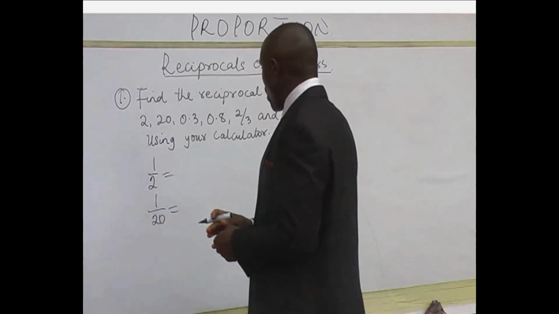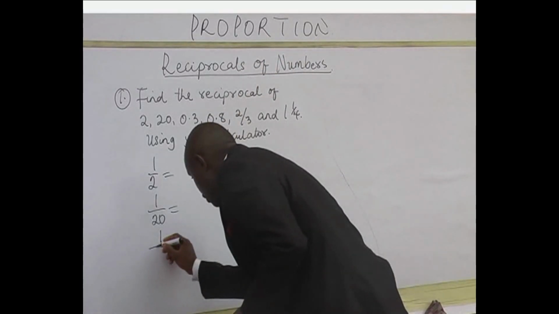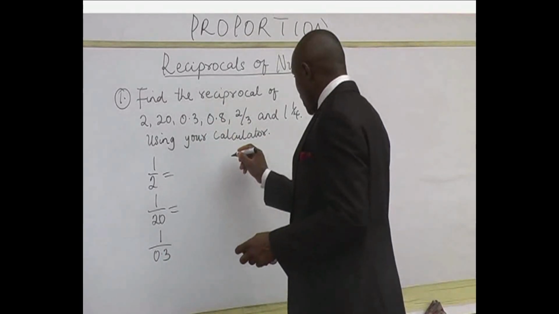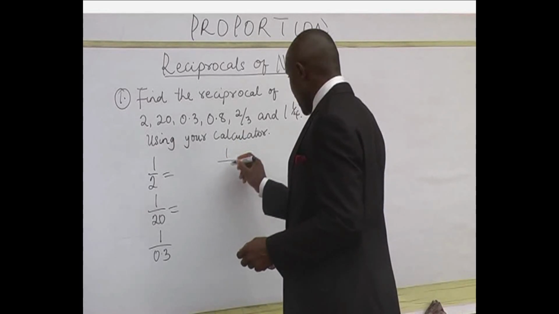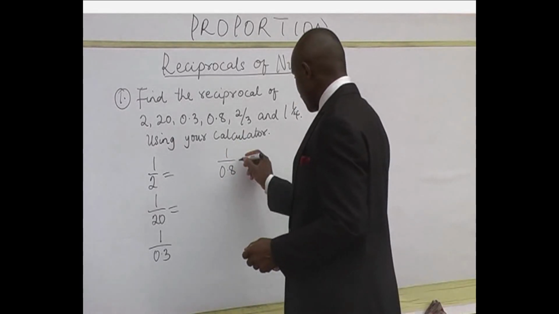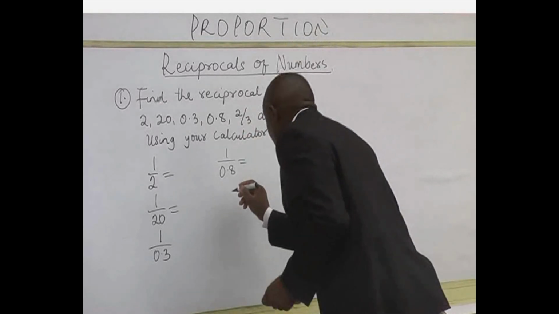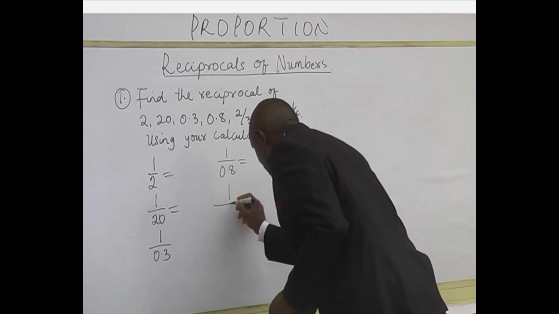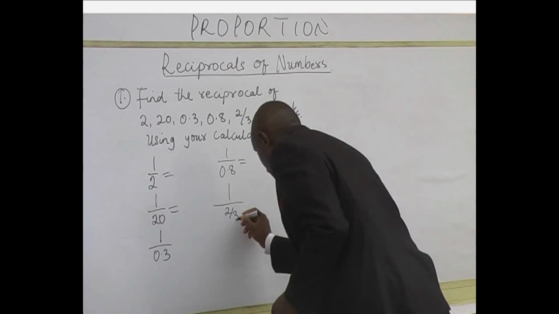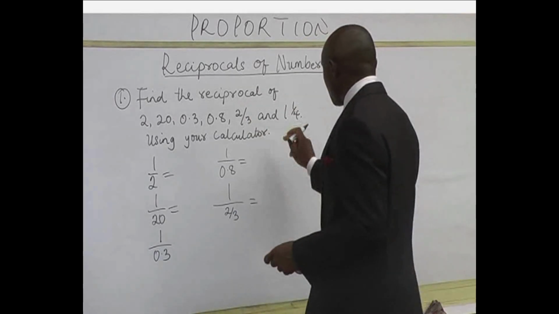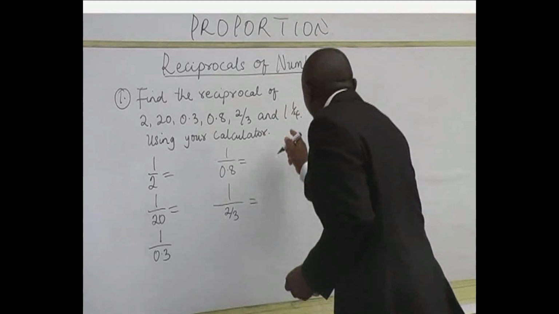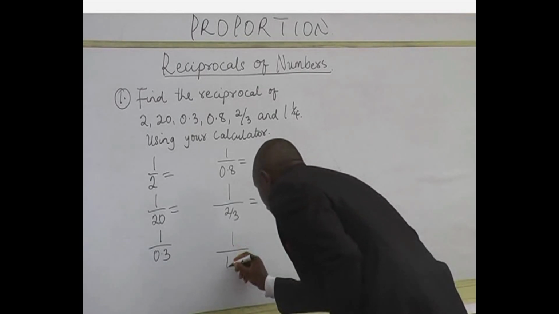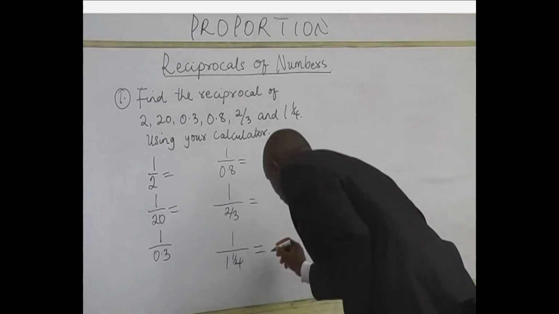The next is 0.3. Its reciprocal is using it to divide 1. The next is 0.8. Its reciprocal is 1 all over 0.8. It will give a value. The next is 2 all over 3. The reciprocal of 2 all over 3 is 1 all over 2 all over 3. It will give us a value. The last but not the least is 1 whole number, 1 over 4. So its reciprocal is the same thing, 1 all over 1 1/4. It's going to give us a value.